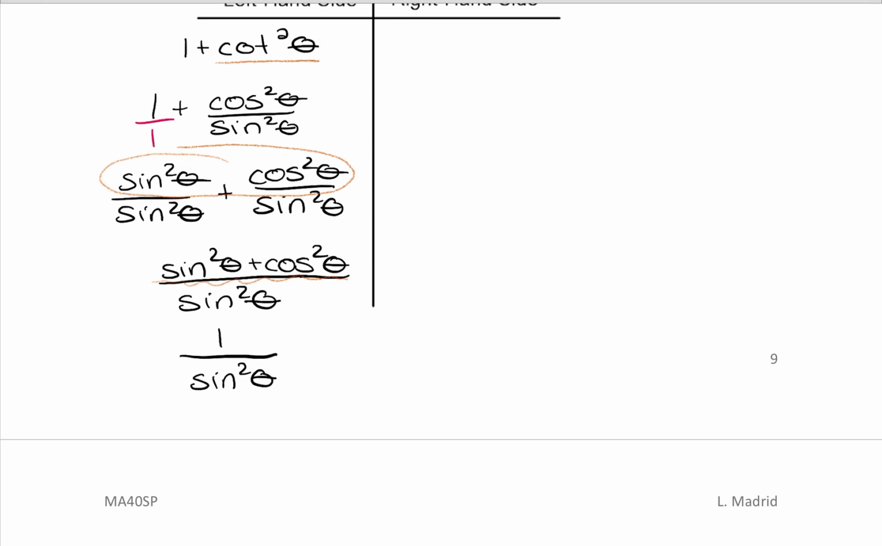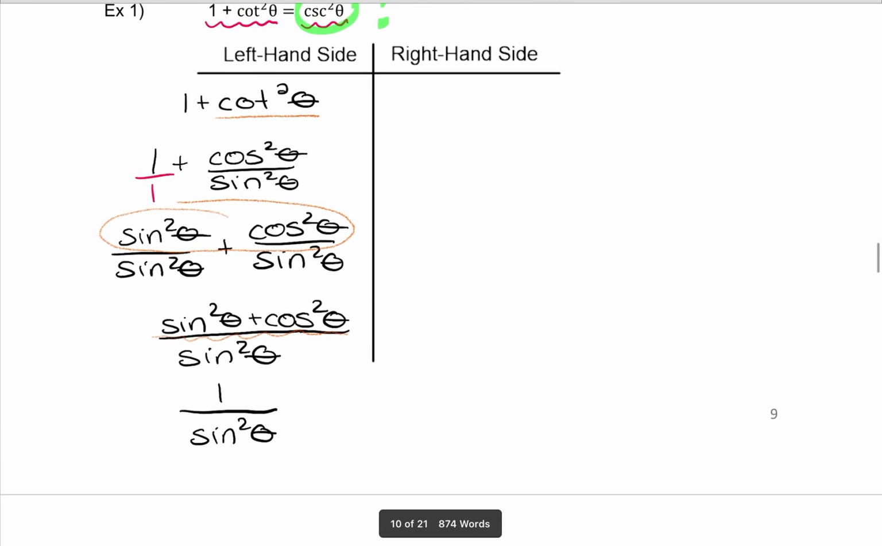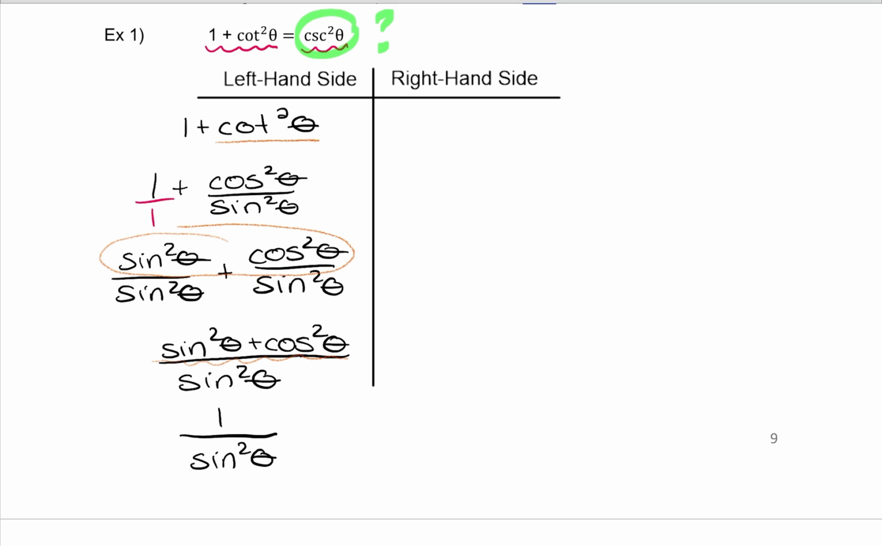Now, if I want, I can keep going here, because I should recognize that 1 over sine is cosecant, so 1 over sine squared is cosecant squared. So you can keep going on the left, or your other option is you could work with both sides. So maybe you decide at any point to stop on the left-hand side, and then you move to the right-hand side. Well, what do I know about cosecant? Well, I know cosecant is 1 over sine, so cosecant squared is 1 over sine squared. As soon as I have made the bottom of my left-hand side and the bottom of my right-hand side the same, then I have proven the identity.